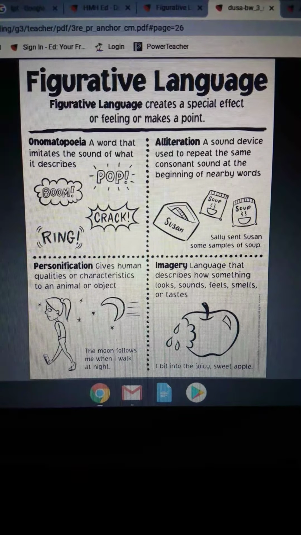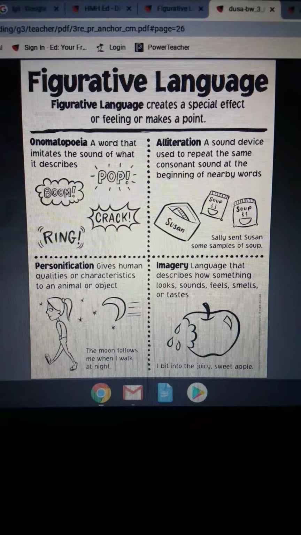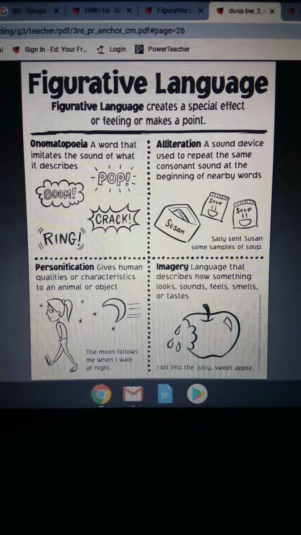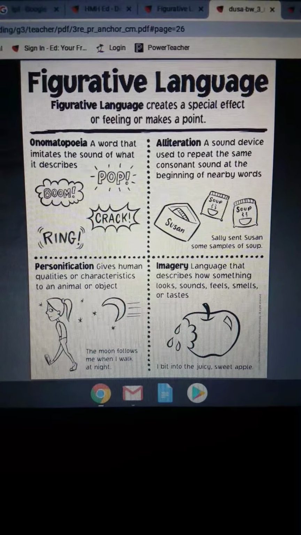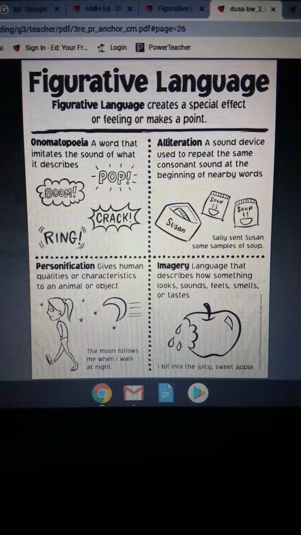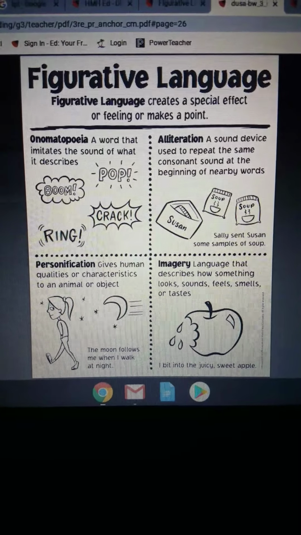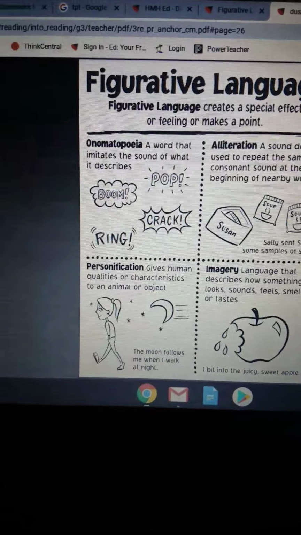Okay, so figurative language is kind of the umbrella for a couple of things that we've already talked about throughout this year, but we're going to take a really quick minute to review some of those techniques that authors use to make their writing interesting. So let's talk about those real quick. You can see there's 4 of them here. Let's zoom in on the first one.